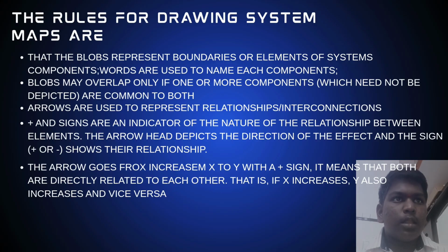Some rules are that the blobs represent boundaries or elements of system components. Words are used to name each component. Blobs may overlap only if one or more components which need not be dissipated are common to both. There are still many rules for drawing maps, so you can have a look at it and clarify it.